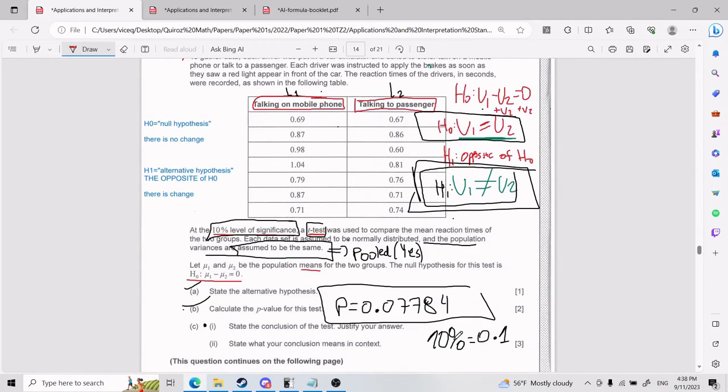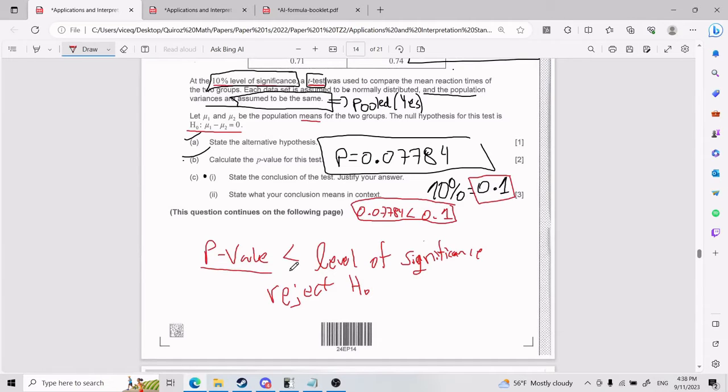So this 10% level of significance is really just 0.1. And so right now, what we've identified is that this 0.07784 is less than 0.1. And so what does this mean? What is the conclusion of this? Well, when your p-value is less than your level of significance, you reject H0. So the conclusion for part C, part I is that you reject H0.